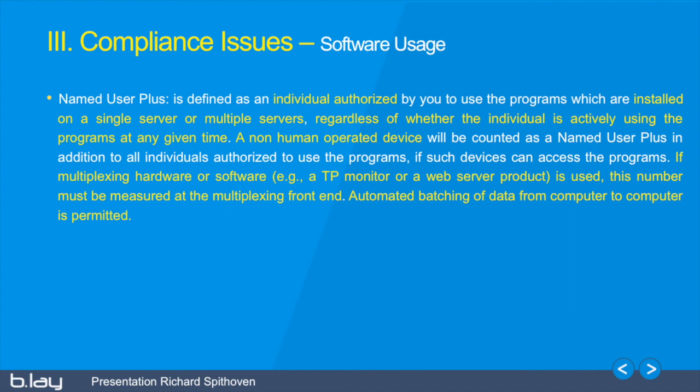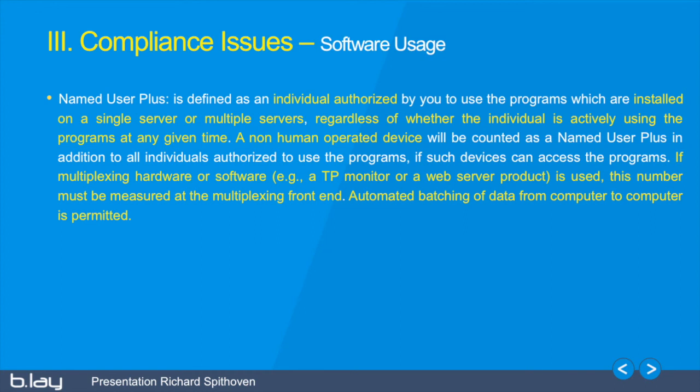The last part of that sentence says, regardless of whether the individual is actively using the programs at any given time. So that means that if, for example, within an organization, 100 individuals have been authorized to make use of the software and have received a user account that is set up in the system, but only 50 of those 100 individuals are actively using the software, it still requires you to license 100 distinct individuals instead of 50, although only 50 people are actively using the software.